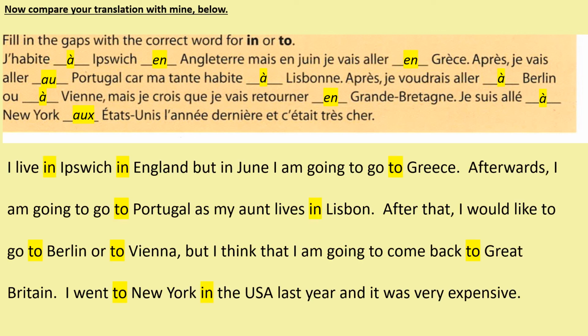I live in Ipswich in England, but in June I am going to go to Greece. Afterwards, I am going to go to Portugal as my aunt lives in Lisbon. After that, I would like to go to Berlin or to Vienna, but I think that I'm going to come back to Great Britain. I went to New York in the USA last year and it was very expensive.